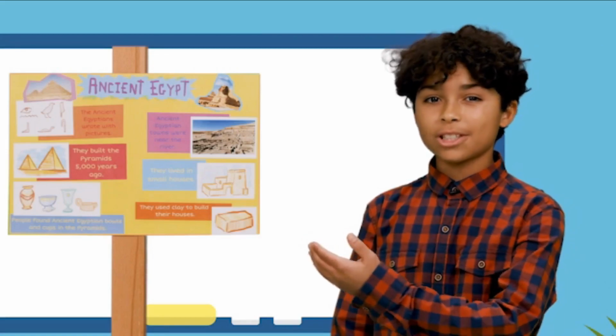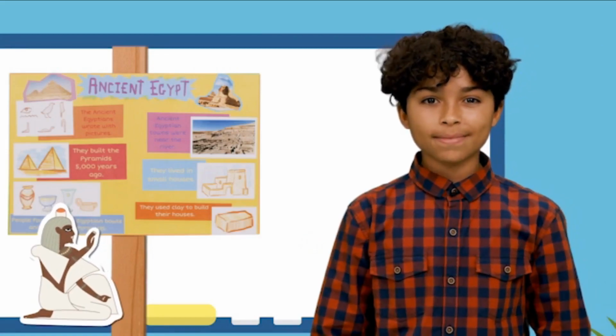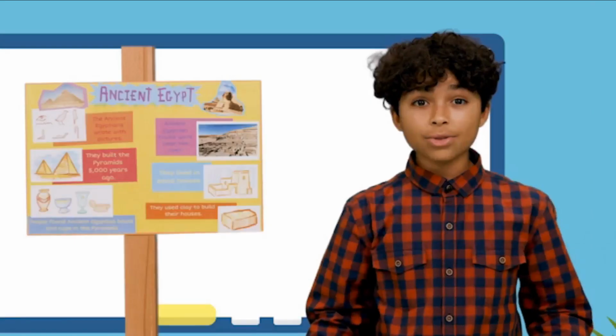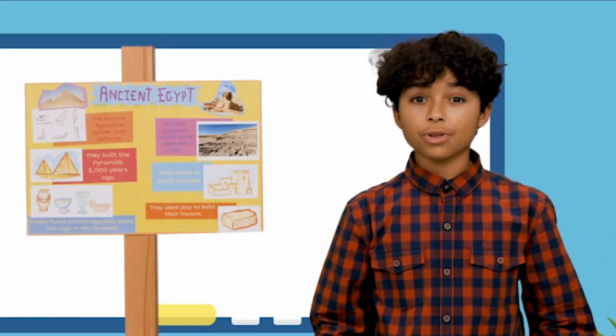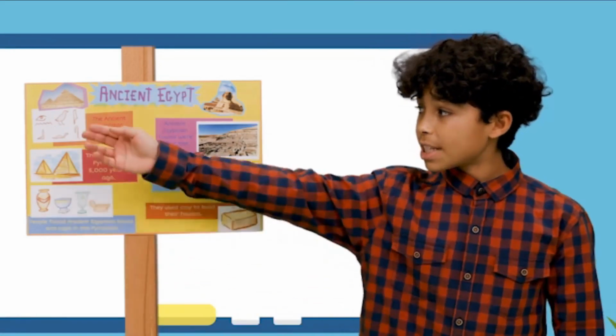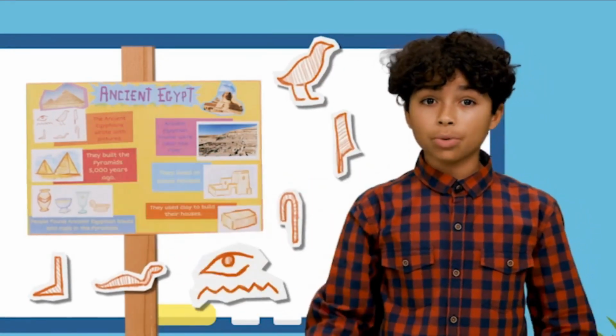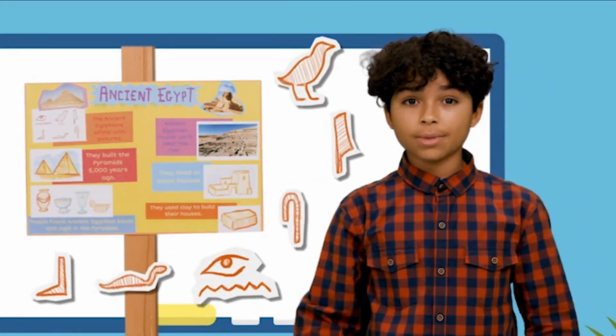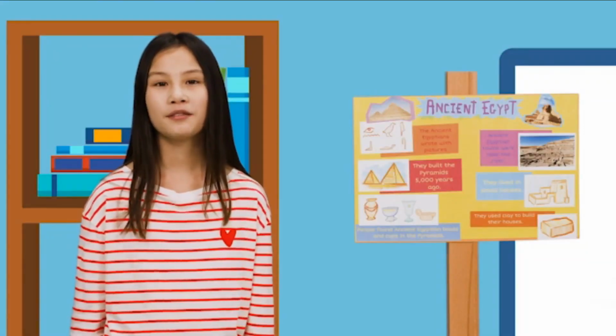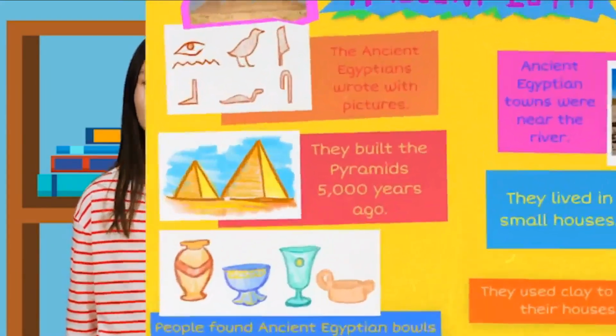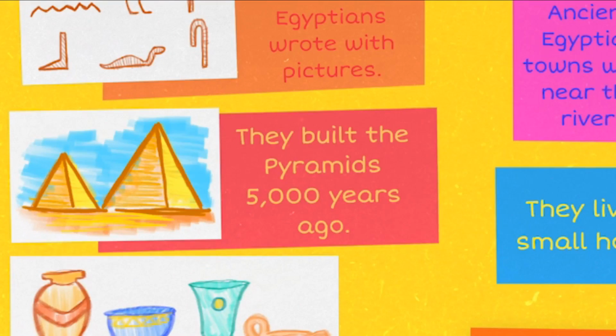Welcome to our museum. Today we want to tell you about ancient Egypt. The ancient Egyptians were very interesting. Did you know? The ancient Egyptians wrote with pictures. You can see writing like this on many walls and buildings in Egypt. They built the pyramids 5,000 years ago. That's a long time ago. The pyramids are very big and very famous.